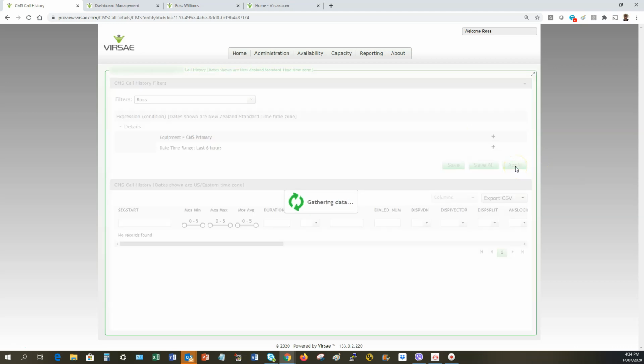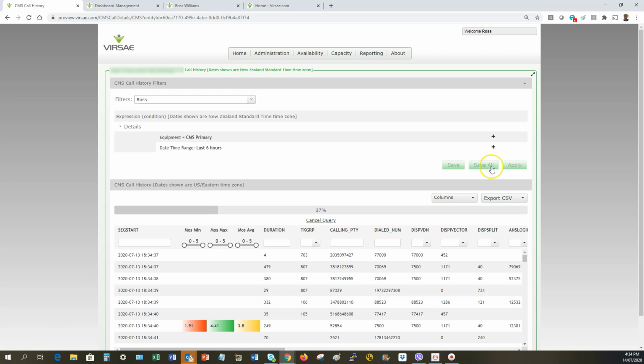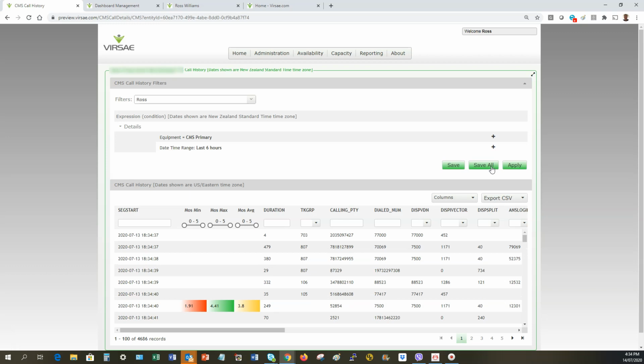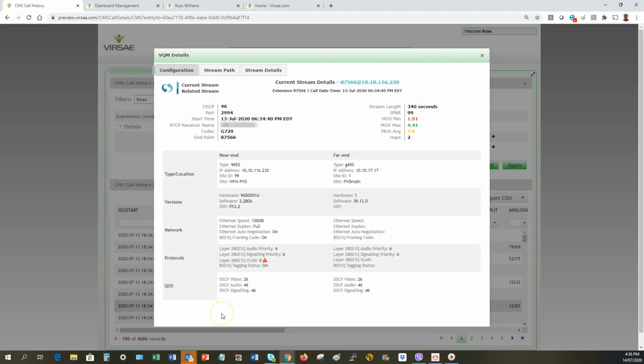It's going to pull every call segment we have out of the CMS in the last 6 hours down onto my local workstation. You'll notice on the left-hand side there, we're starting to build a picture of call segments with their quality overlay. There's a call segment there that's had quite a bad user experience. So I'll right click on that and go into the details. This is going to pull up the details about that particular stream.